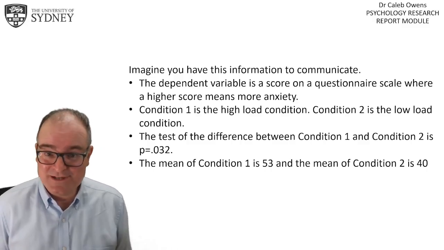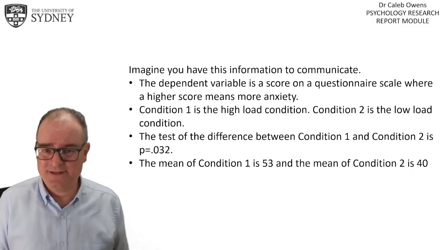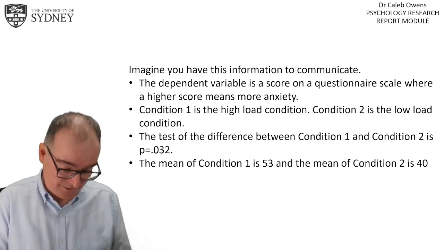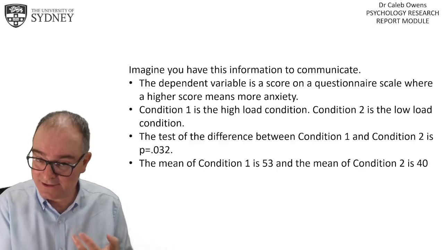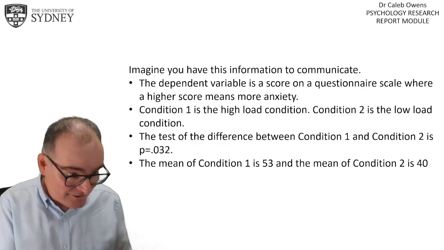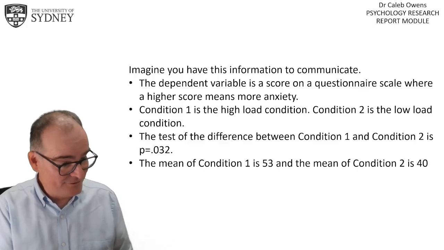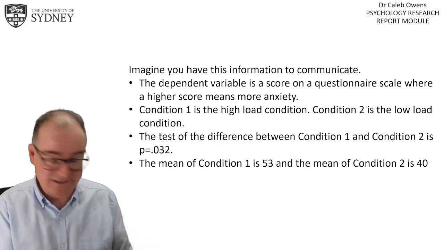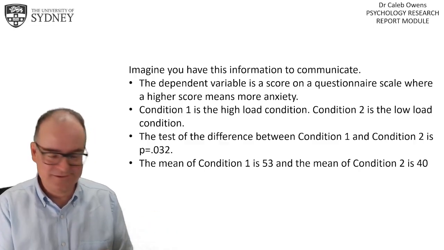I'm just going to create a research context. It will differ for the research report you're doing, but this is the kind of thing you need to jot down. So the dependent variable is a score on a questionnaire scale where higher means more anxiety. That's absolutely necessary. Condition 1 is the high load condition. Condition 2 is the low load condition. Good. The test of the difference between condition 1 and condition 2 is 0.032. Looks statistically significant. Good. And those are the two means.